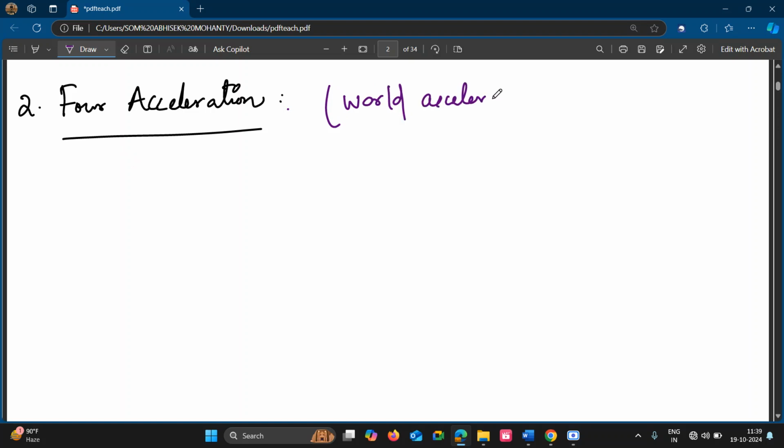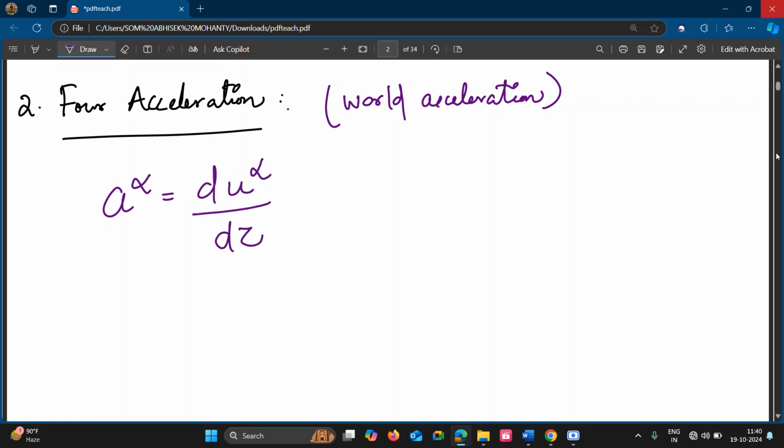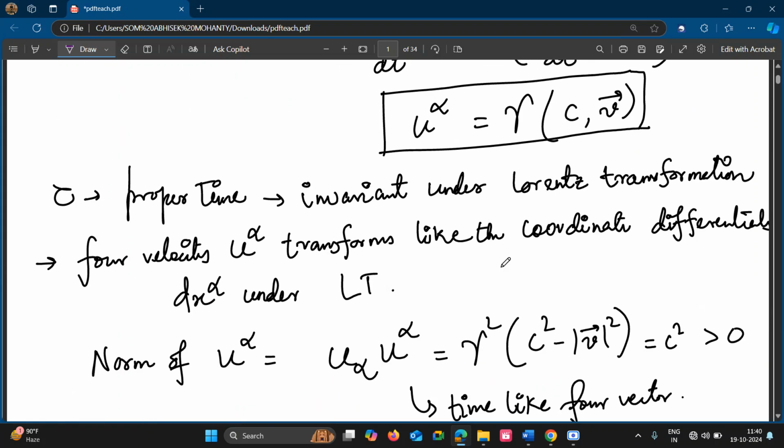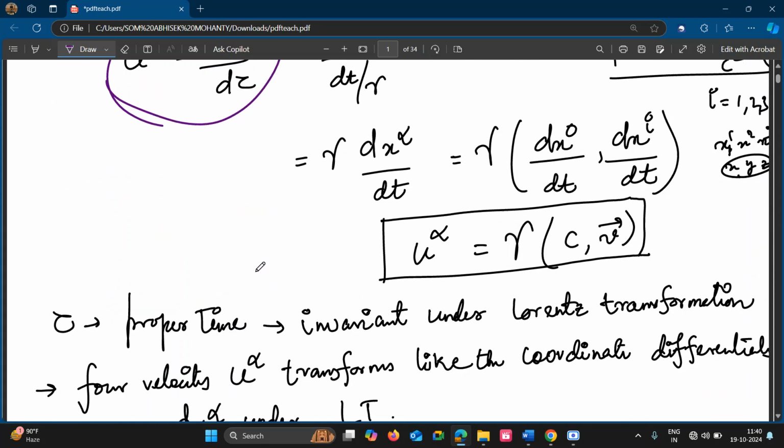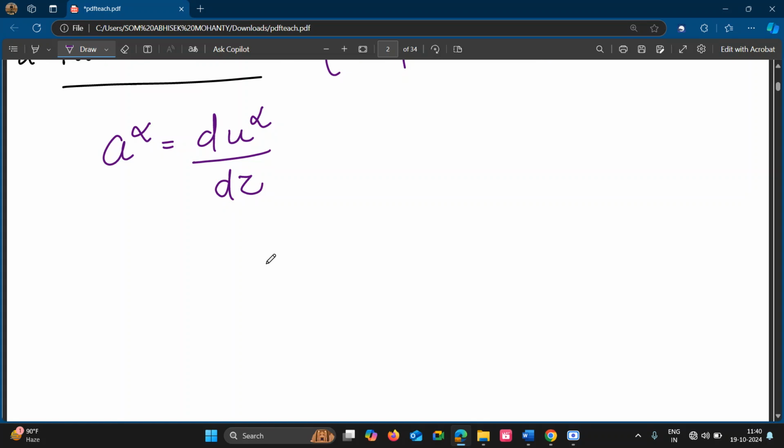4 vector, world vector, 4 velocity, world velocity, 4 acceleration, world acceleration. Okay, rate of change of 4 velocity. Simple. So this is your rate of change of 4 velocity. So I can write a alpha is equal to du alpha by d tau. Again, exactly like the way I wrote here, that u alpha is a rate of change of 4 position vector, dx alpha by d tau. Again here it is du alpha by d tau.